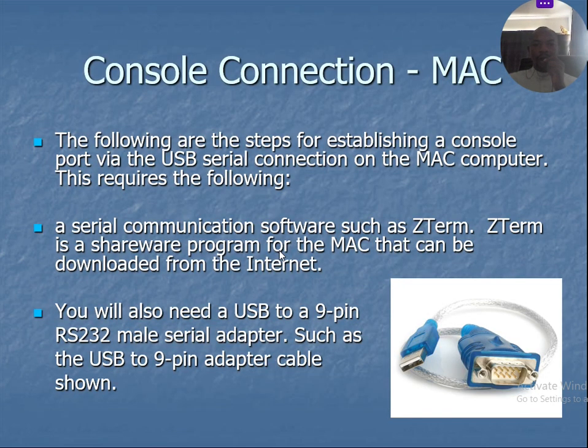Now let's take a look at the console connection to the MAC, to the physical layer, the MAC, media access control. Now let's see how the physical layer uses all these hardware devices and the MAC addresses in the card in the system. Now the following are the steps that you use in establishing a console port via a USB serial connection in a Mac computer.